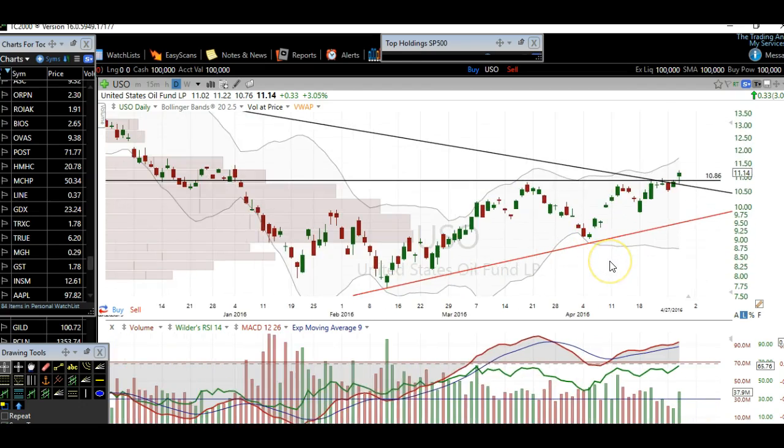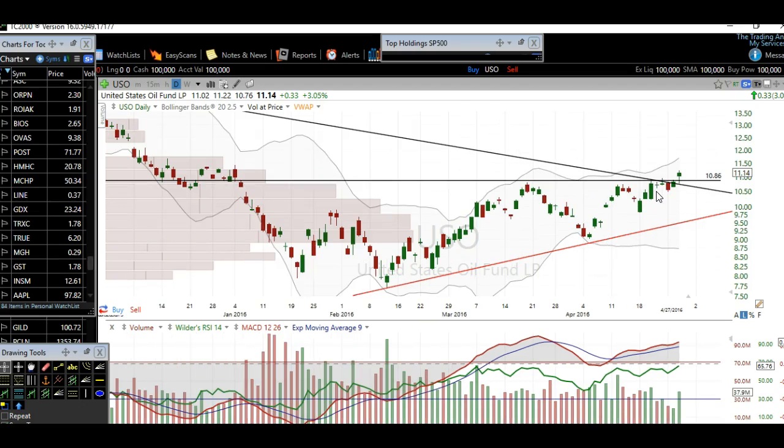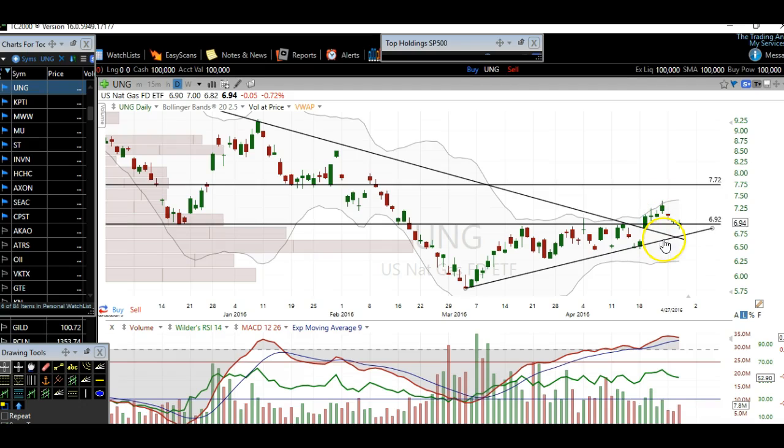So I'm going to zoom in a little bit so you can see it better. See these highs over here, the highs over here, and then we've got 4 days of highs right there, and we had a nice bullish candle to break over this level. Looks like oil is heading higher. Next, I'm going to cover natural gas.